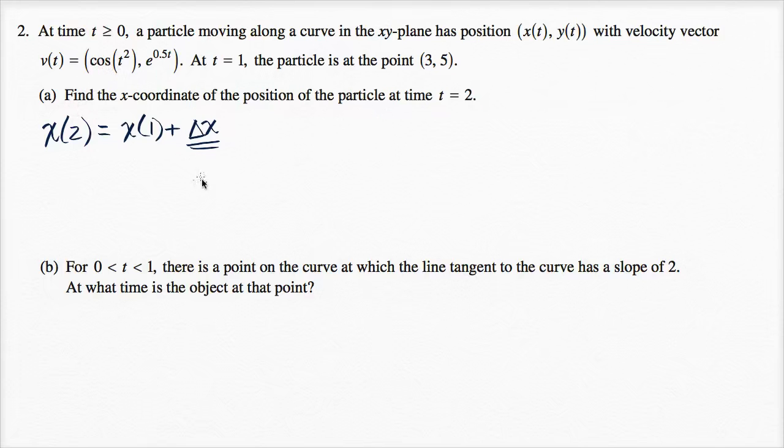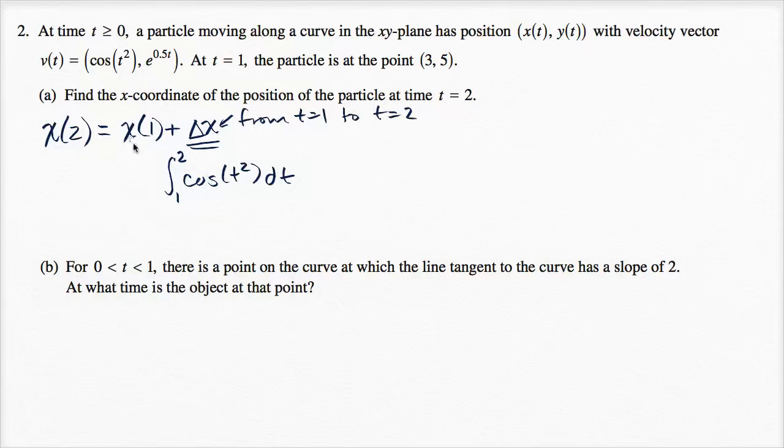Well, we know the x component of velocity as a function of t is cosine of t squared. And if you take your velocity in a certain dimension and then multiply it times a very small change in time, dt, this would give you your very small change in x. If you multiply velocity times change in time, it'll give you a displacement. But what we can do is sum up all of the changes in time from t equals 1 to t equals 2. Remember, this is the change in x from t equals 1 to t equals 2.